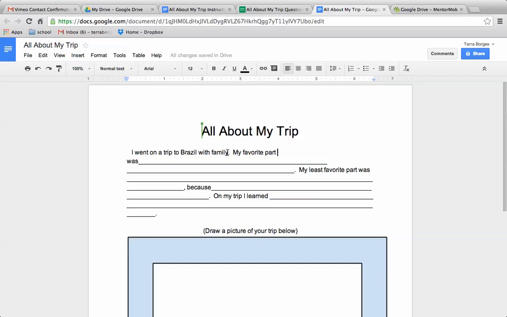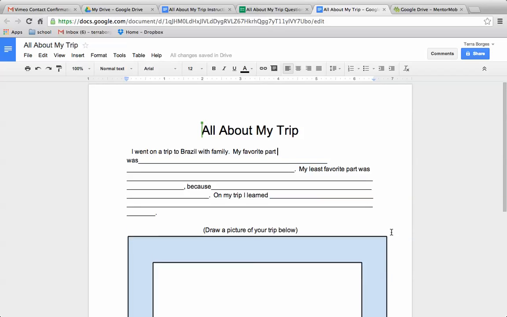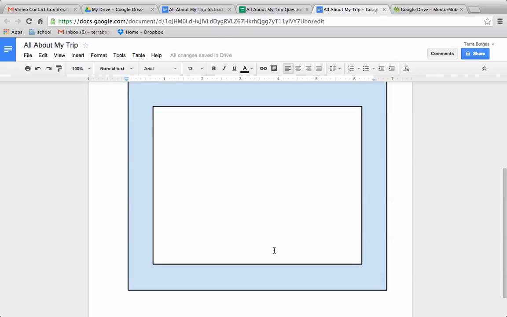And then the last sentence is, on my trip, I learned, and you're going to write what you learned. On my trip, I learned how much we miss our family when we don't see them. Or I learned that getting books at the library is really fun. Or I learned it's really important to return the library books that you check out. Wherever you went, you're going to write that. And then you're going to draw a picture below.